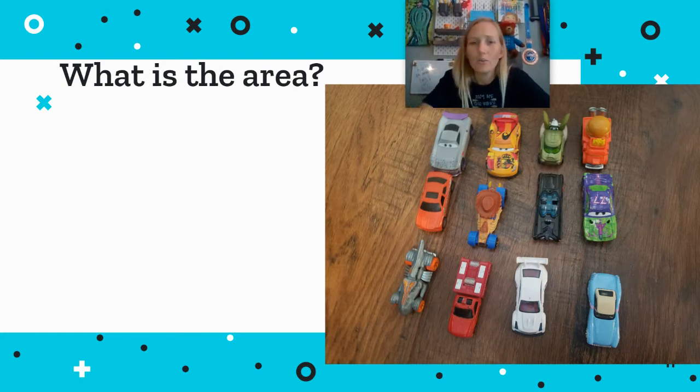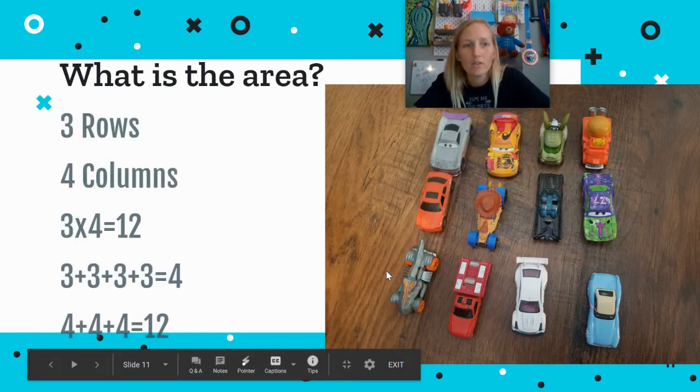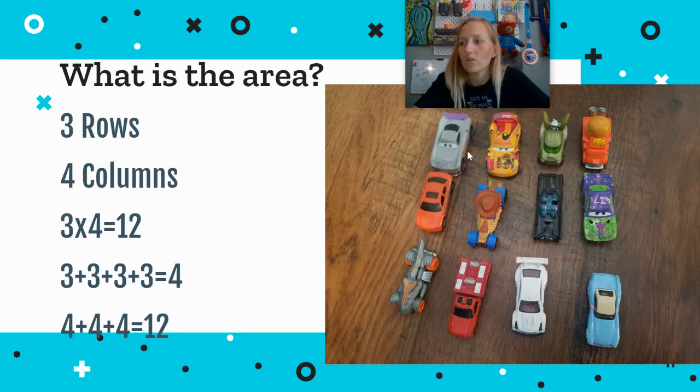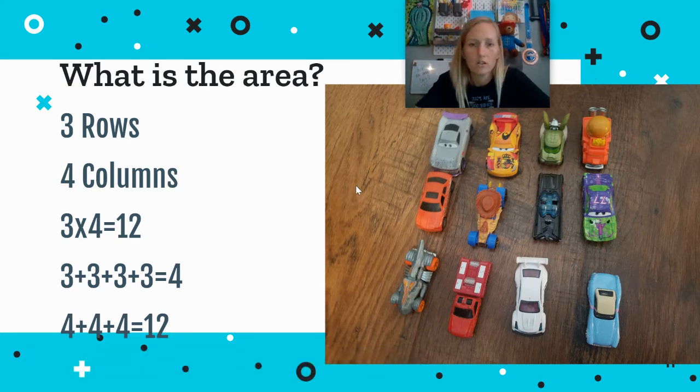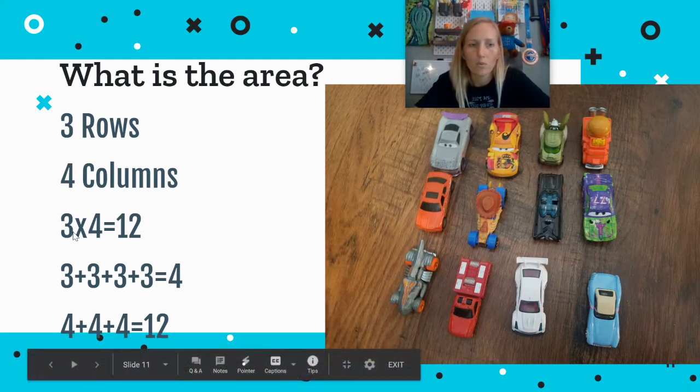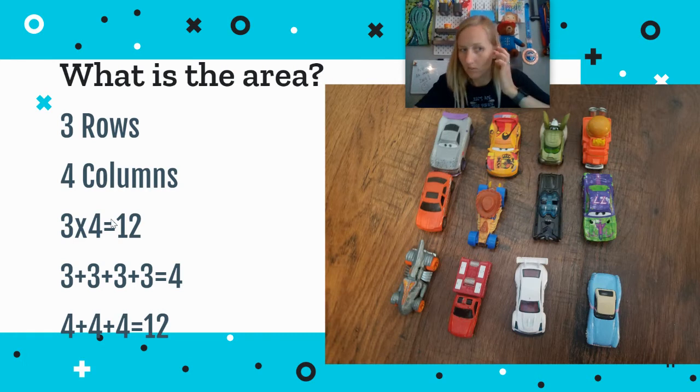All right, here we go. We have 3 rows and 4 columns. 1, 2, 3, and 4 columns. 1, 2, 3, 4. Now figure out how many cars there are all together. So when we did that, we did the length times the width, which would be 3 groups of 4, which makes 12. 3 times 4 equals 12, or 4 times 3 equals 12.